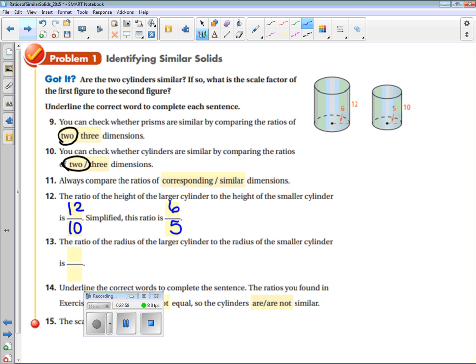Remember the radius is from the center of the base, the center of the circle, out to the edge. That's the radius of the circle. On the larger one it's 6, on the smaller one it's 5. What do you notice? They're the same ratio, which means what's true about the 2 figures? They're similar. Okay? So now I'm going to ask a different question. What is the ratio of the volume?